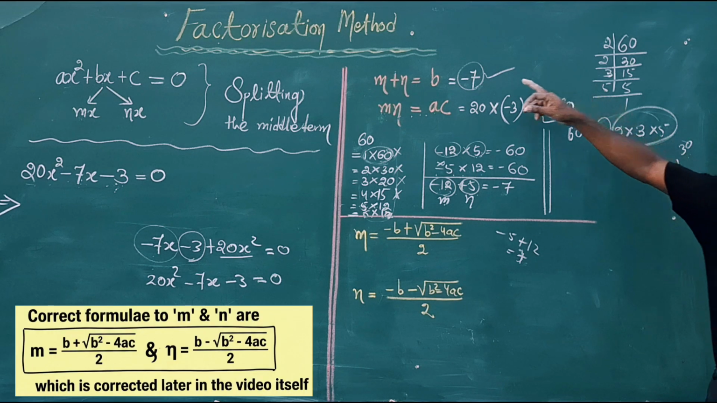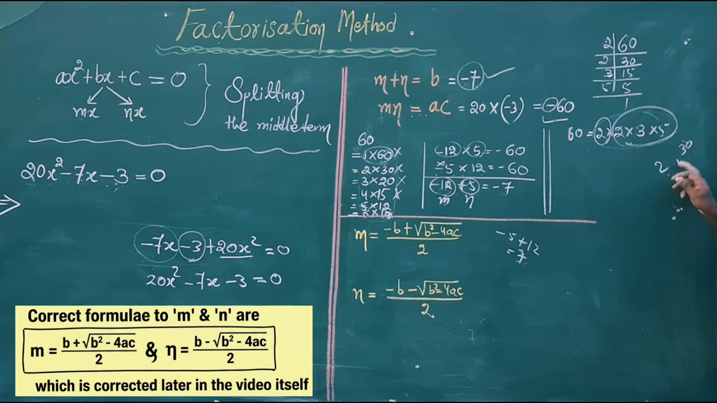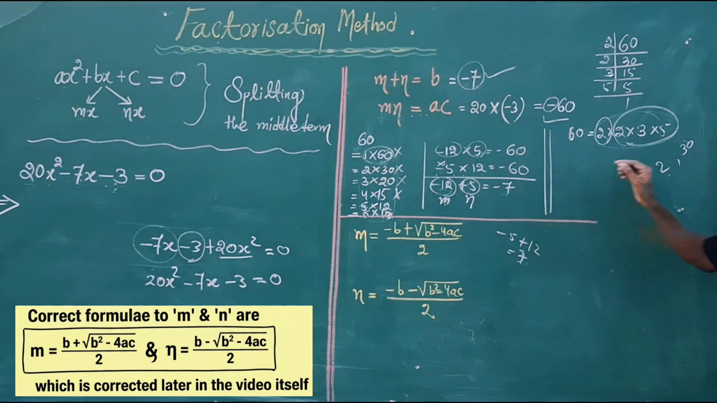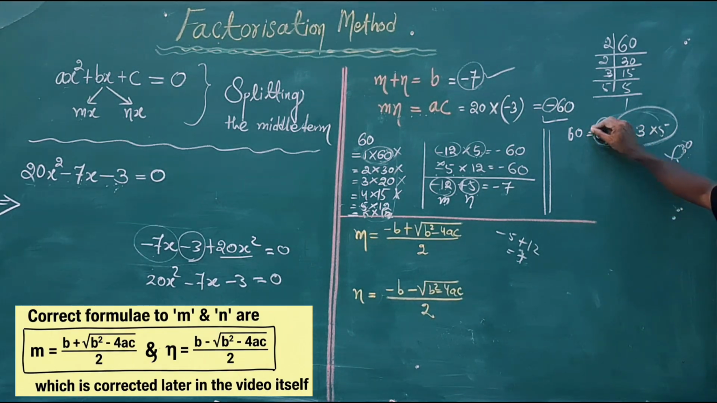Do they get sum equal to 7? No, they don't. And sum or difference: 30 plus 2 gives you 32, 30 minus 2 gives you 28. So you don't get 7. So this is rejected. Then they pair 2 and 2, and 3 and 5. 2 into 2 gives you 4, 3 into 5 gives you 15. Taking 4 and 15, what happens? 15 plus 4 is 19 and 15 minus 4 is 11. So you're not getting 7. So this is also rejected.